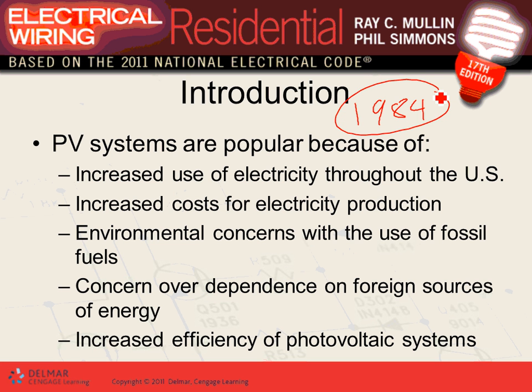So why? The push right now in the U.S. came in the late 2000s, in 2010 and so forth. The whole idea, guys, is energy. We have relatively cheap energy in the U.S., and unless energy becomes more expensive, solar was not going to fly. So that's a few things on why we had the solar photovoltaic system in the NEC since 1984. And why is it becoming so popular these days?